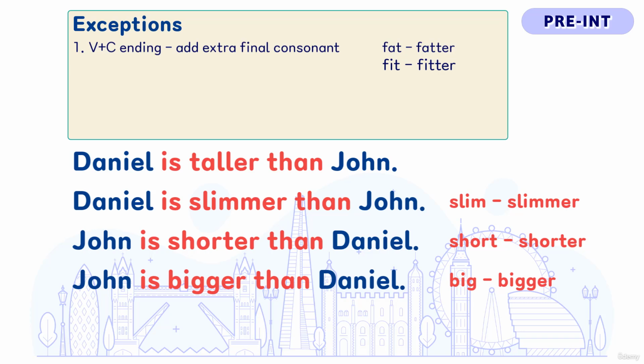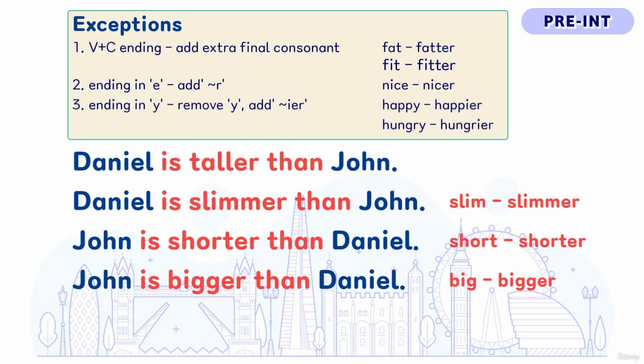There are also other exceptions. For example, if an adjective ends in e, we just add r. So nice is nicer. Another exception is when an adjective ends in y. With these adjectives, we remove the y and then add ier. So happy becomes happier and hungry becomes hungrier. And this last rule applies even if the adjective has two or more syllables.